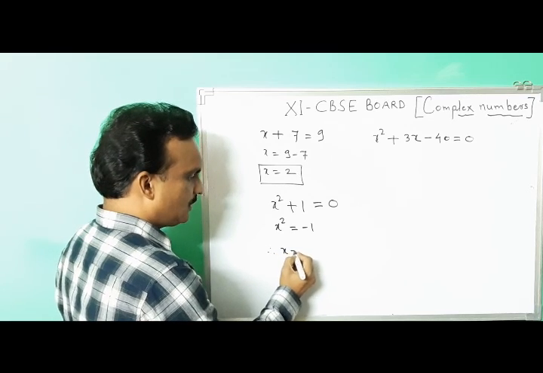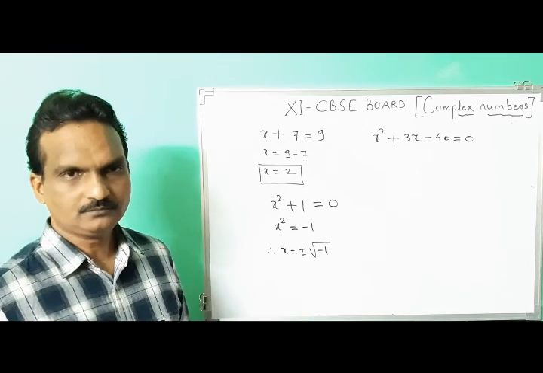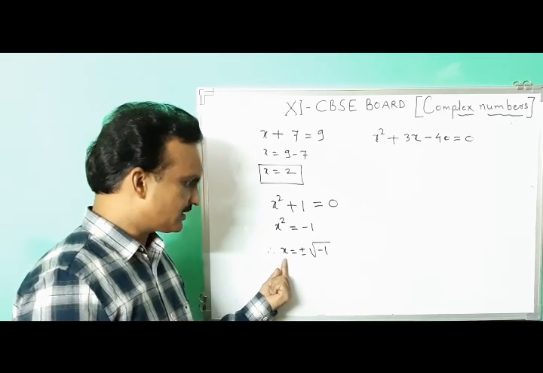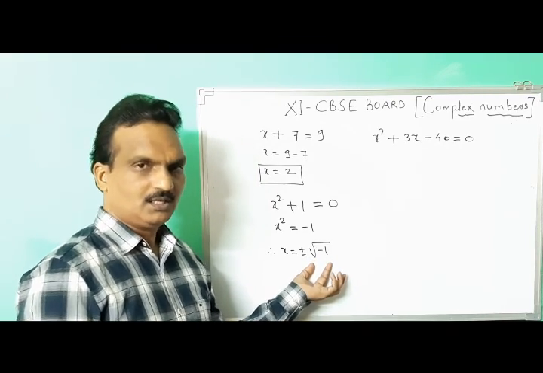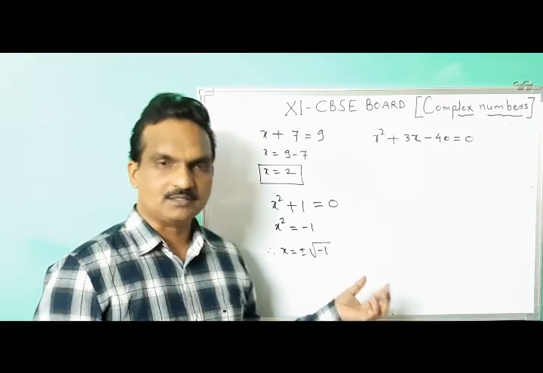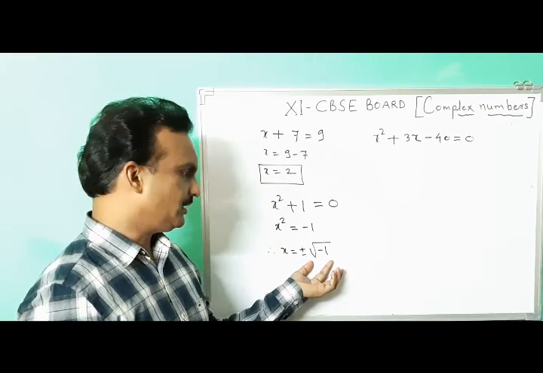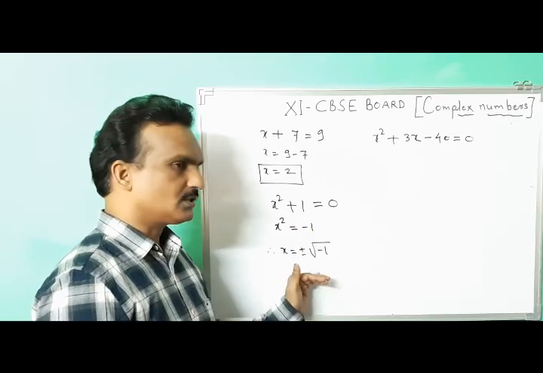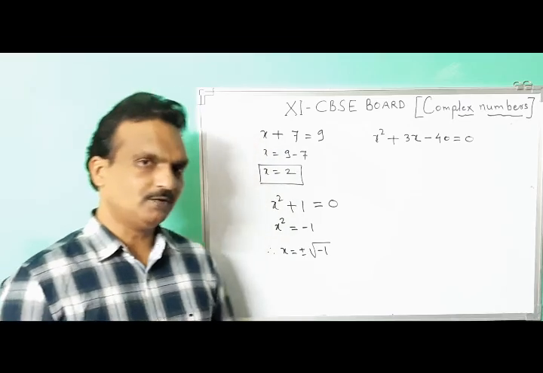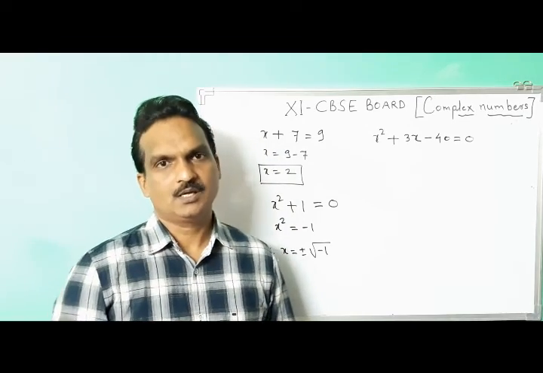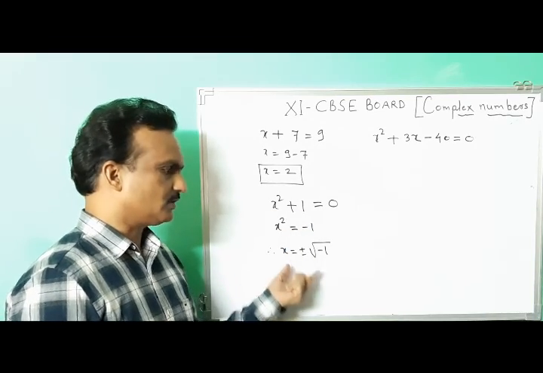Therefore, what is x equal to? Plus or minus square root of minus 1. So, you are getting the value of x as square root of minus 1. Is square root of minus 1 a real number? No, it is not a real number. That means the solution of this equation does not belong to the set of real numbers, right? That means we have to extend our number system to get the solution of this type of equations.